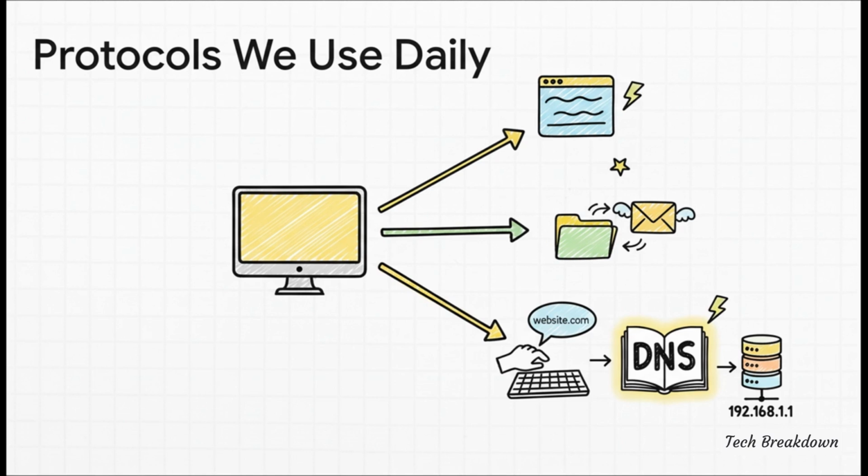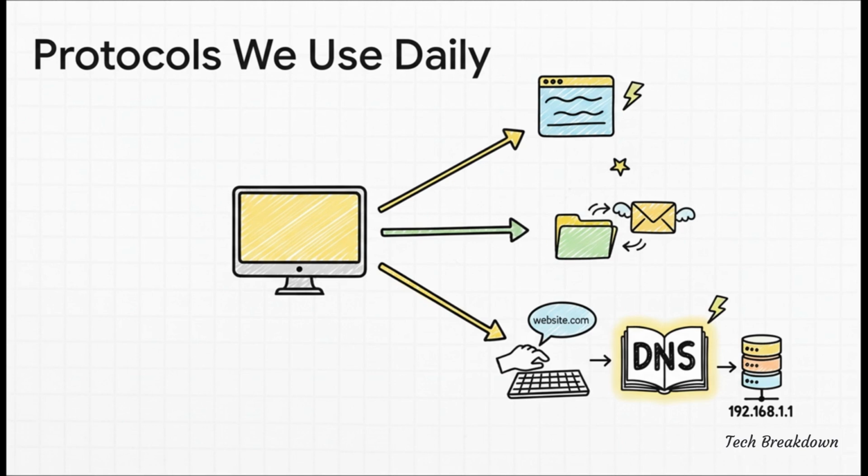HTTP is what lets us browse the World Wide Web. SMTP is the engine behind sending email. FTP is for transferring files. And then there's the unsung hero of the whole system, DNS. Think of DNS as the internet's phone book. Its only job is to translate the easy-to-remember names we type, like google.com, into the numerical IP addresses that computers actually need to work.